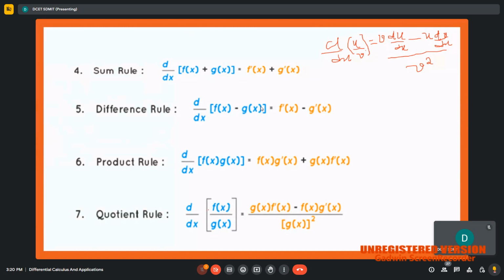See here, I'll take a function like this, f of x divided by g of x. First, the denominator term. What is the denominator function here? g of x is the denominator function. Keeping g of x constant, differentiation of f of x is what? f dash of x. Minus, numerator f of x is constant, differentiation of the denominator, that is g dash of x, divided by g of x whole square. Okay, clear? All of you followed? Regarding the sum rule, difference rule, product rule, quotient rule, clear? Yes? Okay.